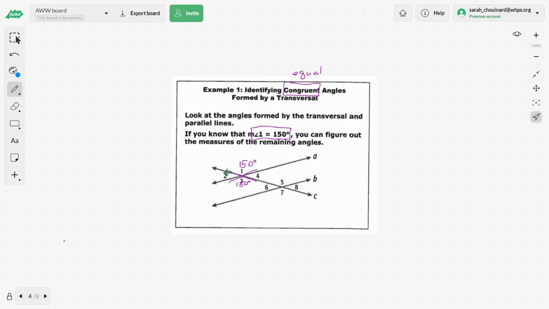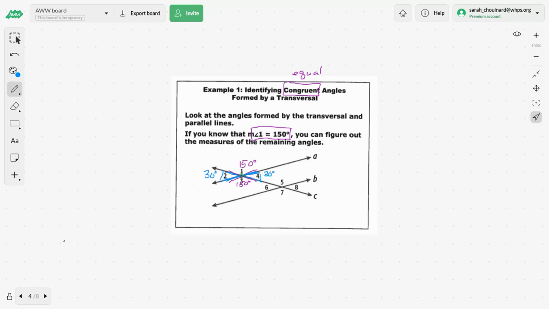To find angle 2 and also angle 4, because they're also bow tie angles, we're going to notice that the blue and the purple angles are supplementary because they form a straight line with each other. So what adds with 150 to make 180? 30 degrees. So if angle 2 is 30 degrees, angle 4 is also 30 degrees.